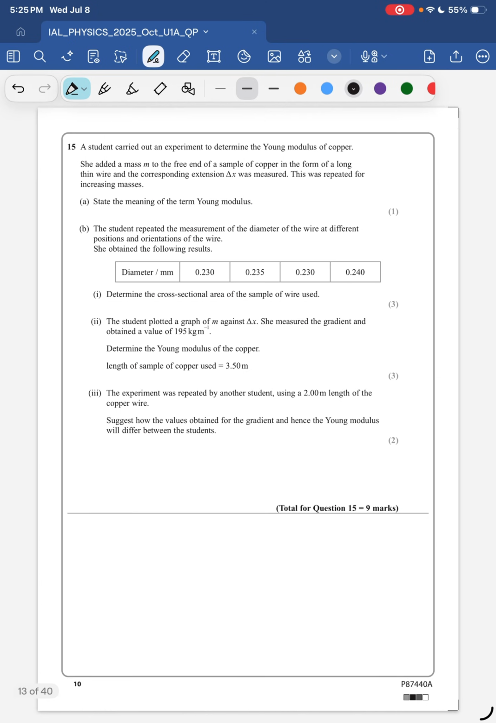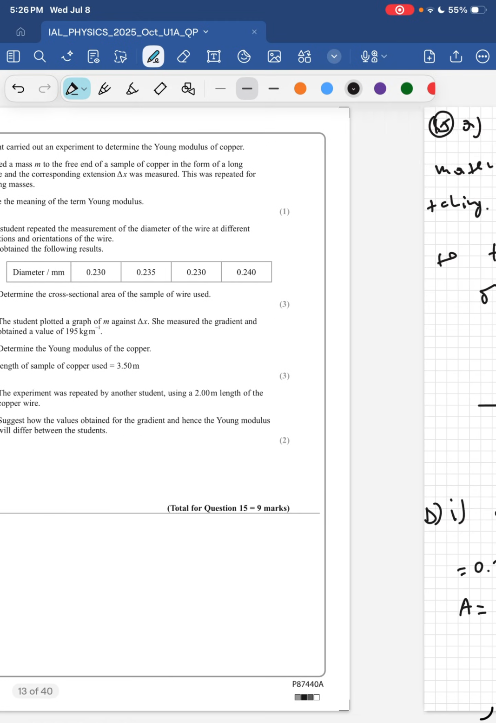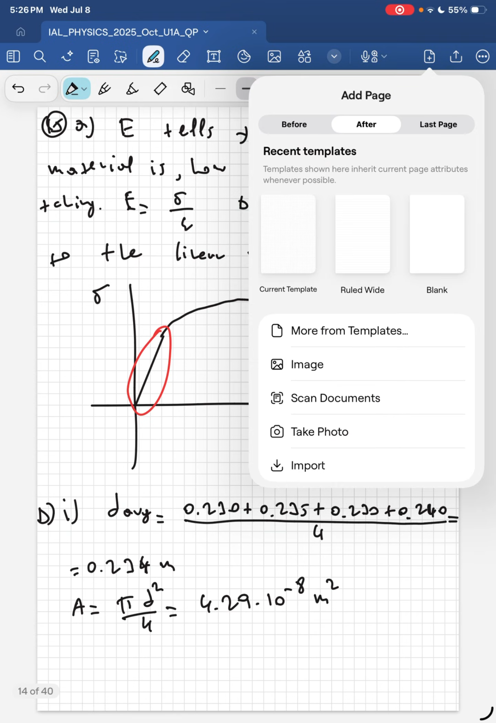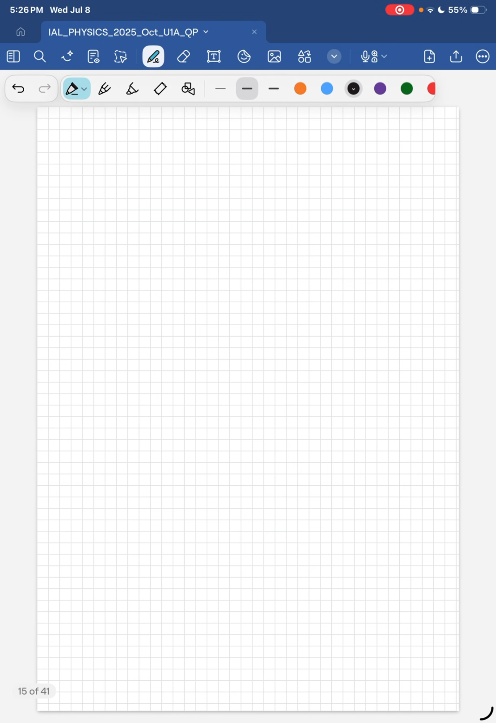2. The student plotted a graph of m against delta x. She measured the gradient and obtained a value of 195 kilograms per meter. Determine the Young modulus of the copper, and they give you the length of the sample of copper used as 3.5 meters. We need a little bit of work for this one.